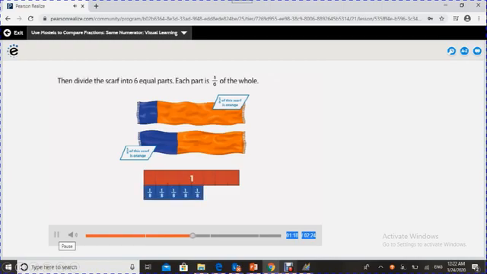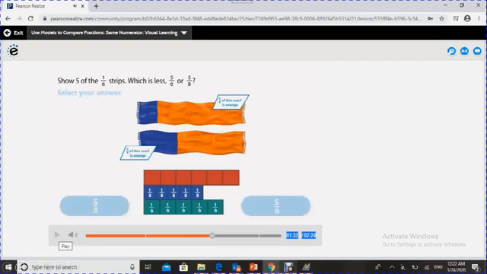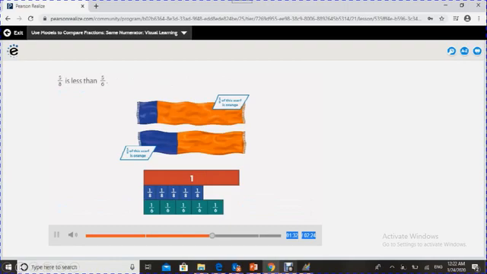Then divide the scarf into 6 equal parts. Each part is 1/6 of the whole. Show 5 of the 1/6 strips. Which is less, 5/6 or 5/8? 5/8 is less than 5/6. You can compare fractions that have the same numerator by reasoning about their size.